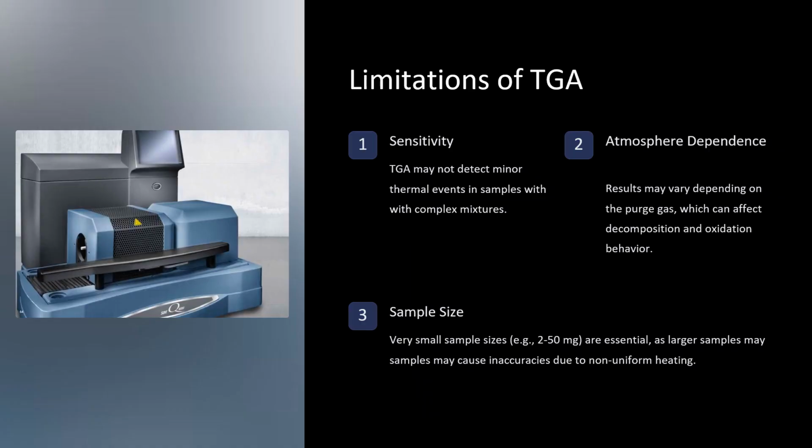There are some limitations of TGA. First is sensitivity. TGA may fail to identify minor thermal event in complex sample mixture. Second is atmosphere dependence. The result can be influenced by purge gas used, which affects decomposition and oxidation pattern. Third is sample size. Accurate analysis requires small sample size, typically 2 to 50 mg, as larger sample may lead to error due to uneven heating.